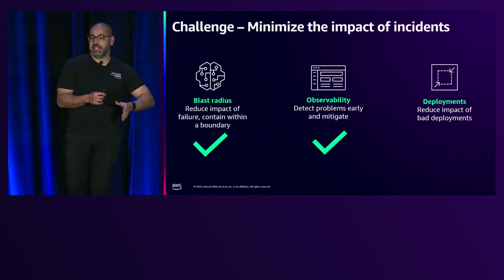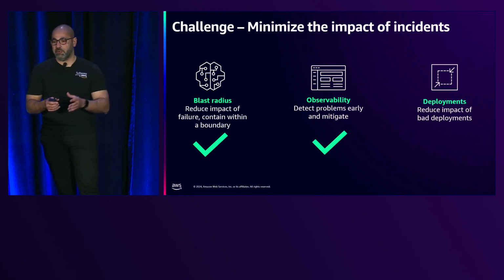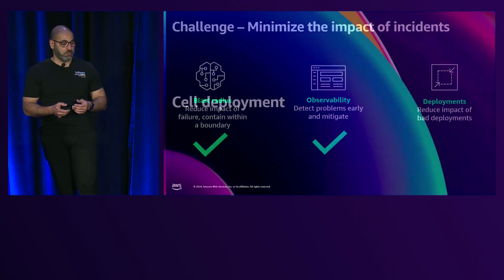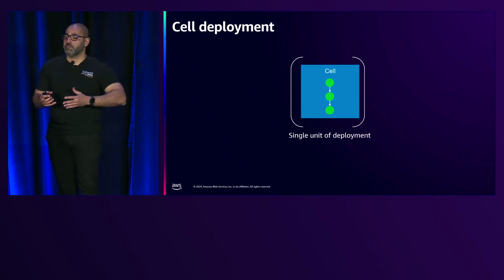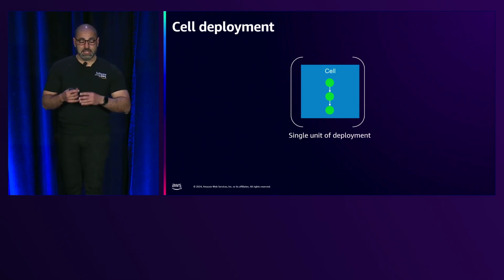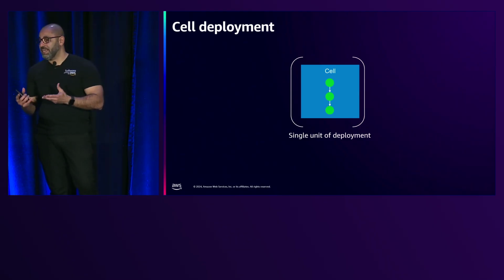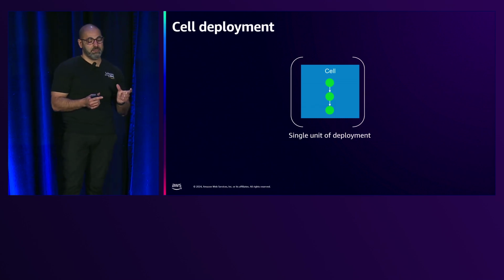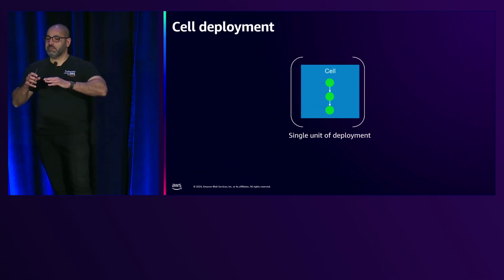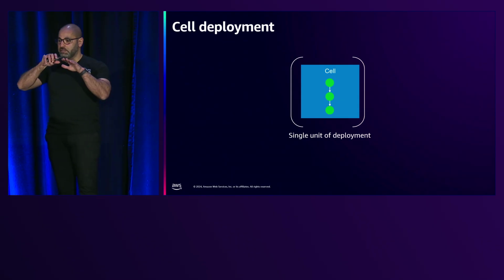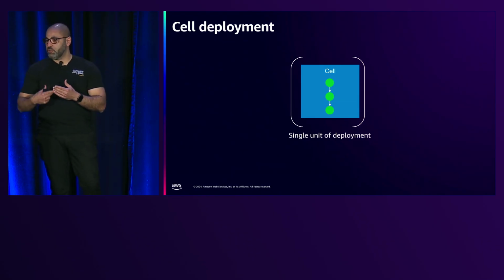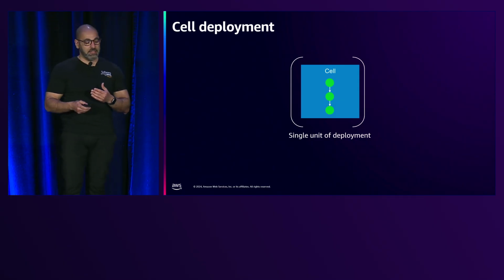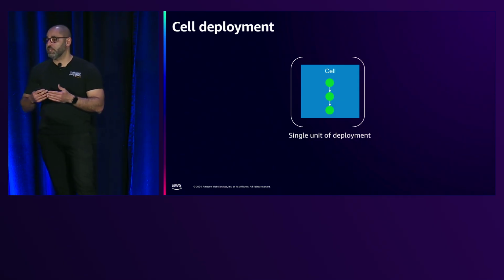So going back to our challenges, we looked at blast radius and observability. Now the next one is cell deployments. Here we introduced the concept of a single unit of deployment. In a cell-based architecture, the entire cell serves as a deployment unit. The idea is once you determine what your cell looks like, you deploy new code to that cell, and then as part of your deployment strategy, you roll that out to the rest of your infrastructure.